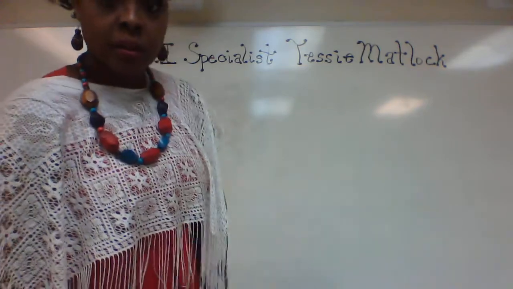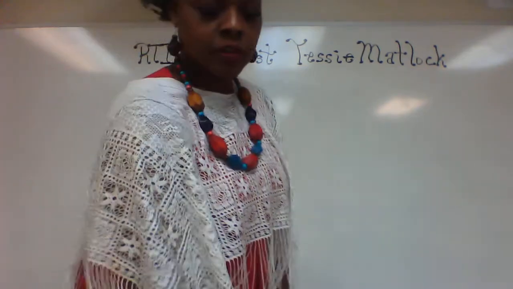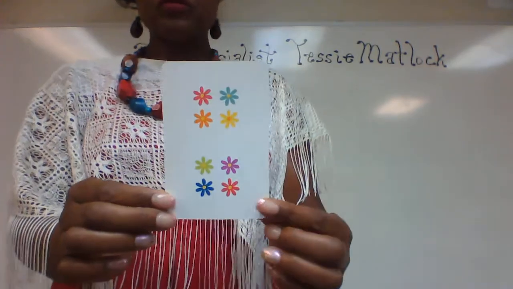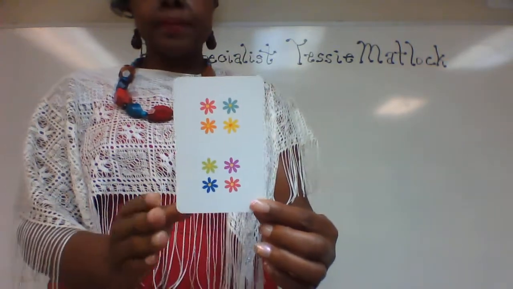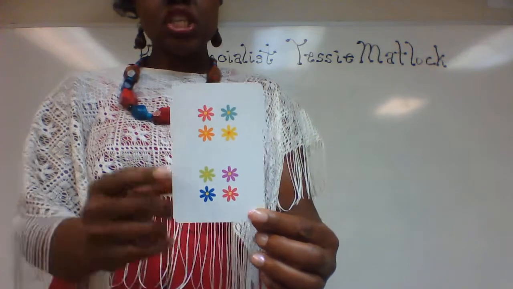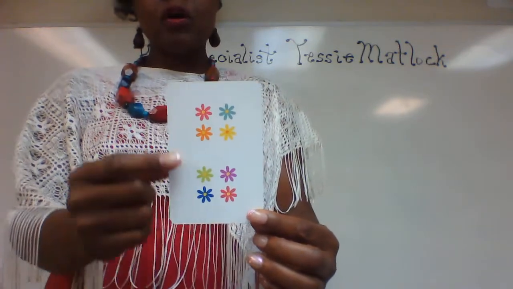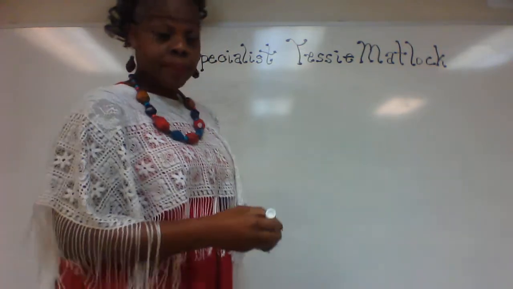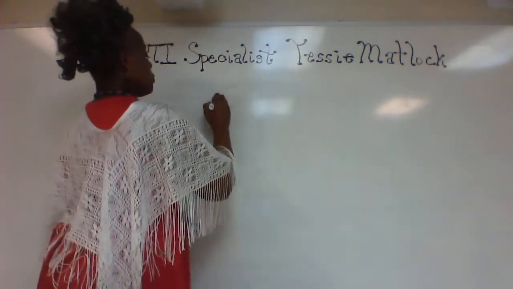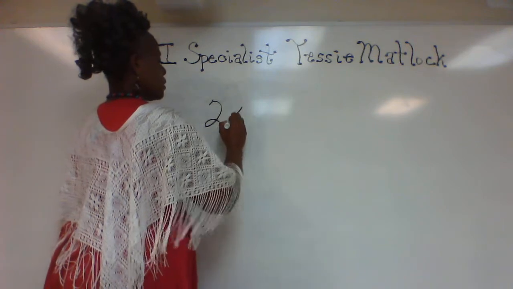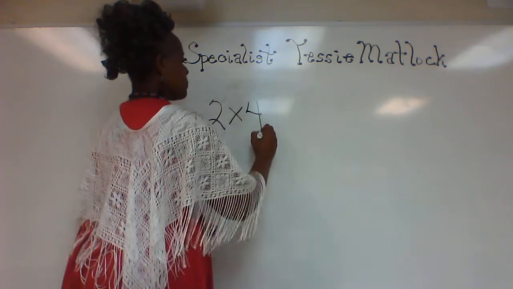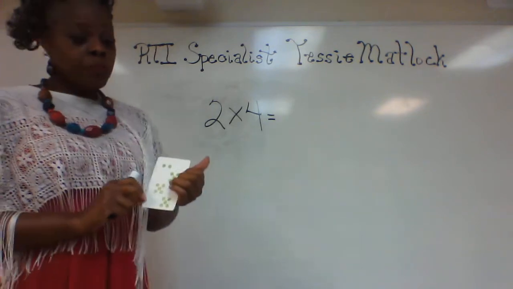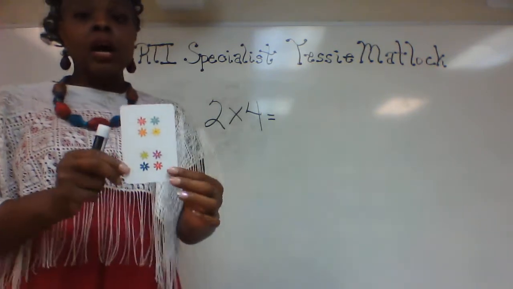So let's take a look. Something simple. How many groups of 4 do you see? Good. You see 2 groups of 4. So 2 times 4 equals what? What will be the product of this group?